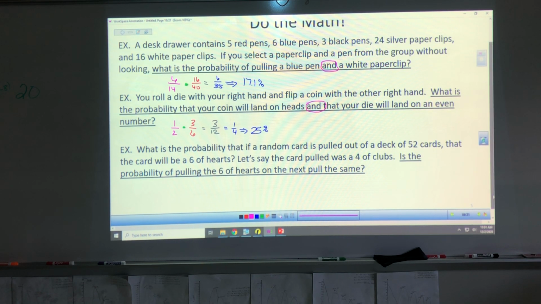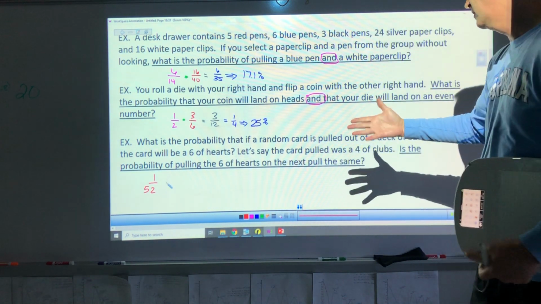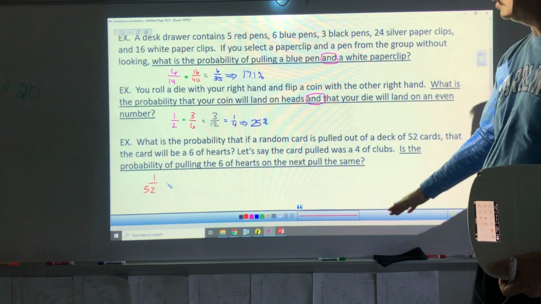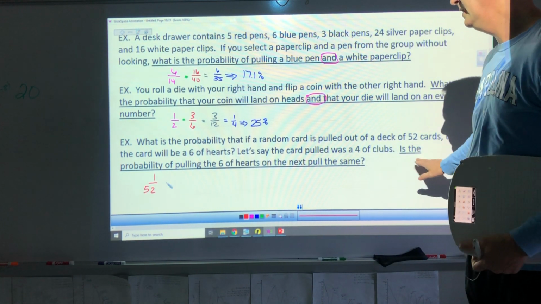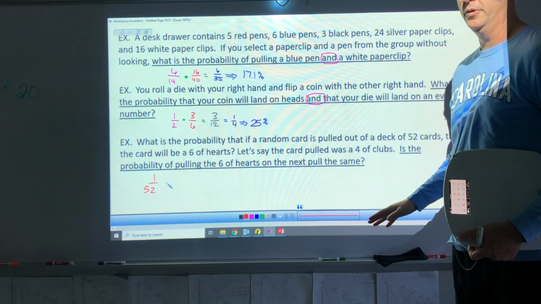Reading example 3, it says, what is the probability that if a random card is pulled out of a deck of cards, the card will be a 6 of hearts? Well, if you have any knowledge of a deck of cards, there's only one 6 of hearts in a deck. So you have a 1 in 52 chance. Okay. We read on. It says, let's say the card you pulled wasn't the 6 of hearts, but it was actually the 4 of clubs. Is the probability of pulling a 6 of hearts on the next pull the same?